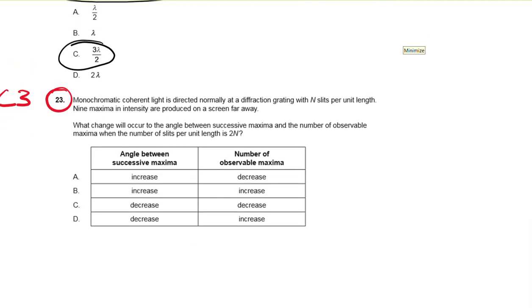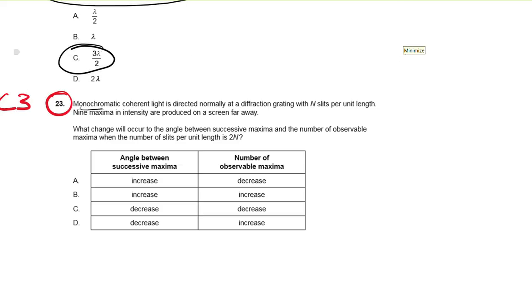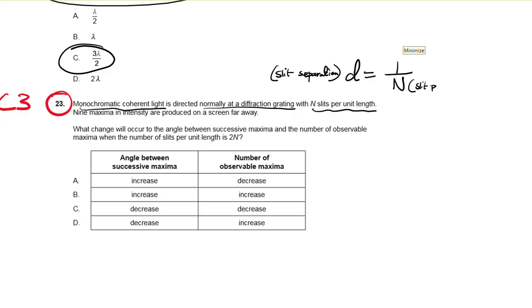Now we have question 23. Monochromatic coherent light, again the same thing, is directed normally at a diffraction grating with n slits per unit length, and we always need to remember this. d is equal to 1/n, and this is slit separation, and n is slits per unit length, and that's given. And so we have 9 maxima in intensity produced on a screen far away. That's going to be important, I think.